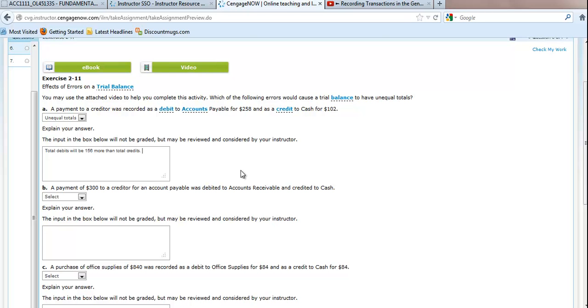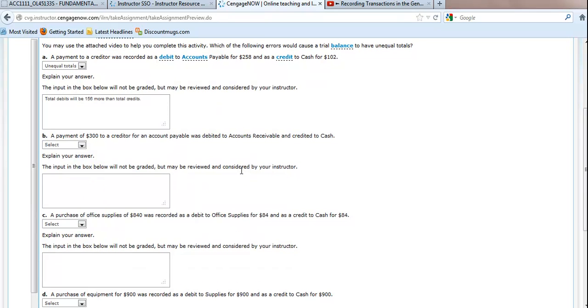That's what's going to happen. Scenario B says a payment of $300 to a creditor for an account payable was debited to accounts receivable and a credit to cash. So in this situation, we still have $300, so everything is going to be equal in this scenario, but there's still going to be an effect because we used the wrong accounts. So both accounts receivable, which is an asset account, and accounts payable, which is a liability account, will be overstated.